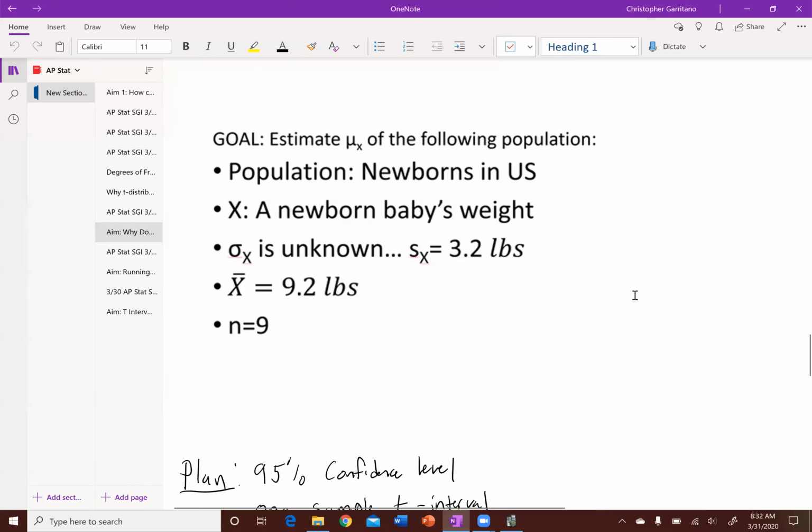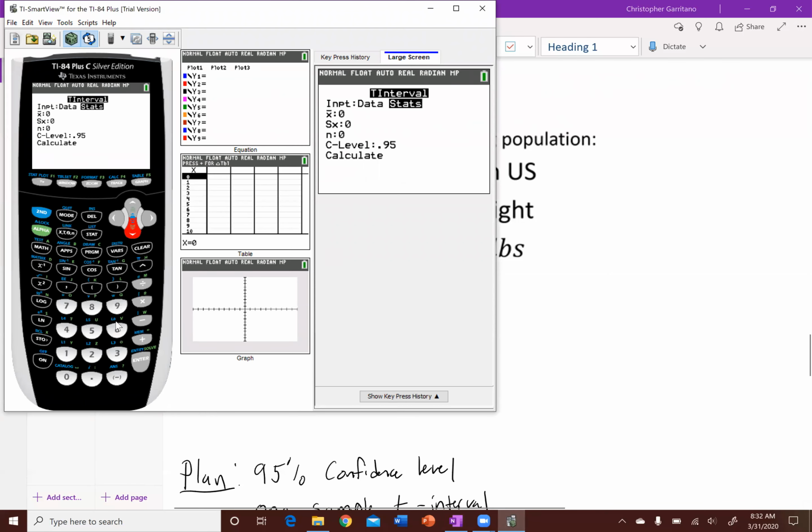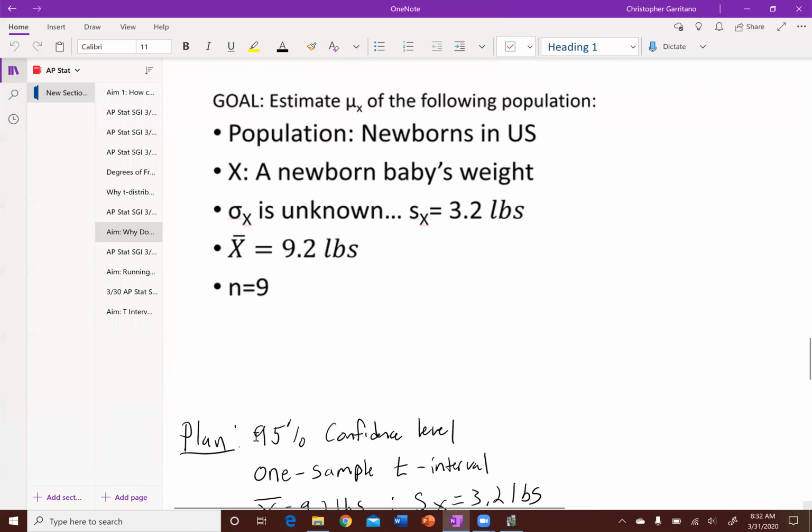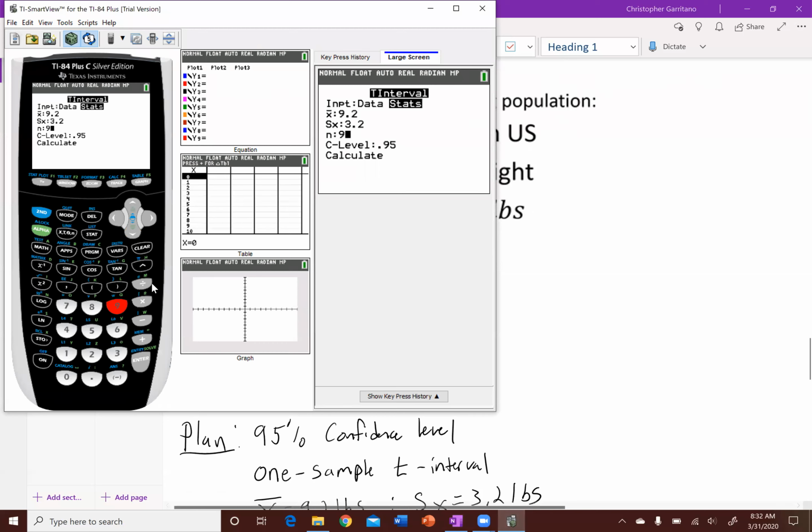So X bar 9.2. Enter. Standard deviation of the sample was 3.2. Enter. And I believe sample size was 9. I'm just going to double check that. Yeah, 9. All right, and we're using a 95% confidence level. So that is just the default. And press calculate. And there you have it. So it doesn't give you any additional information except for the confidence interval itself.